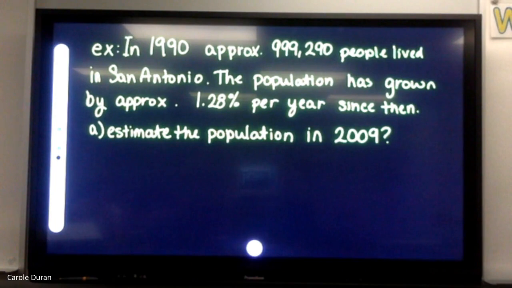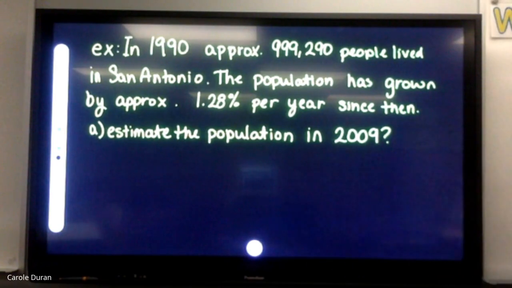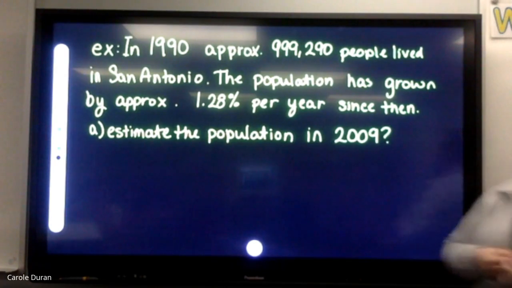Okay, so this problem says in 1990, approximately 999,290 people lived in San Antonio, Texas. The population has grown by approximately 1.28% per year since then. Use this information to estimate the population in 2009.